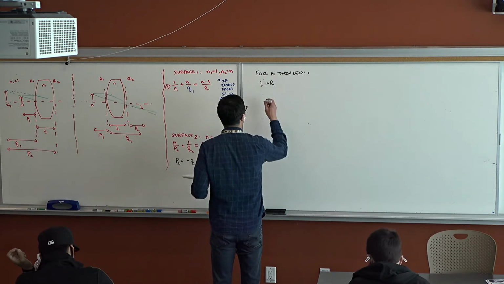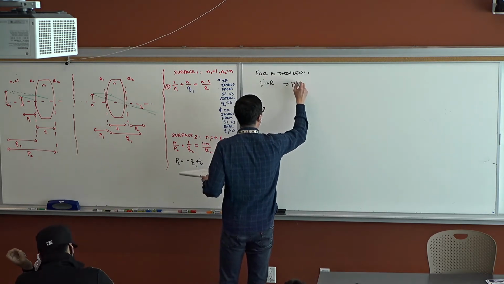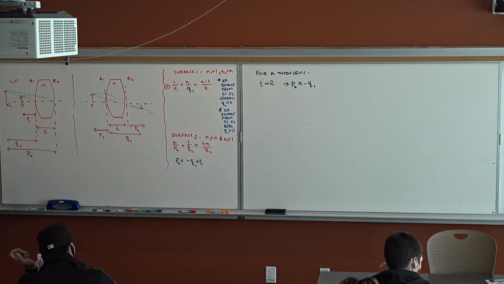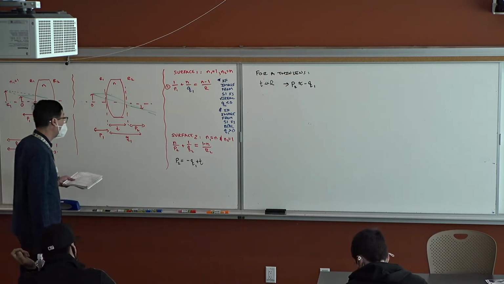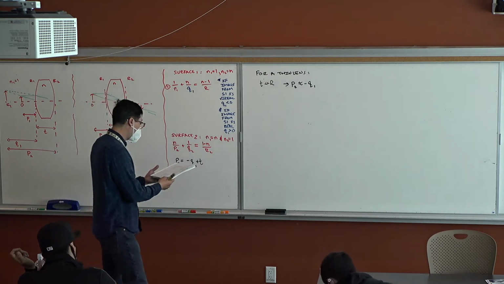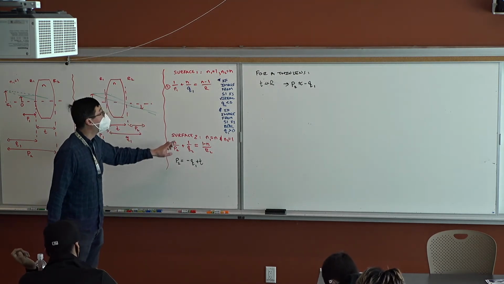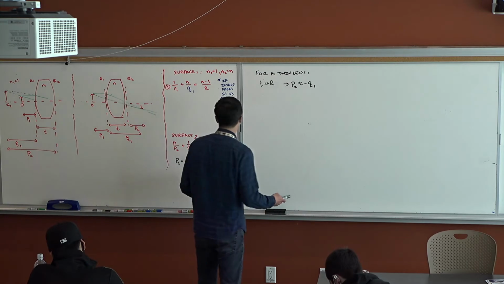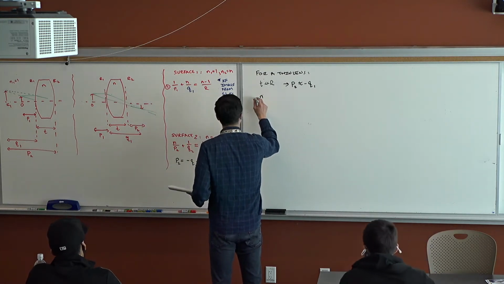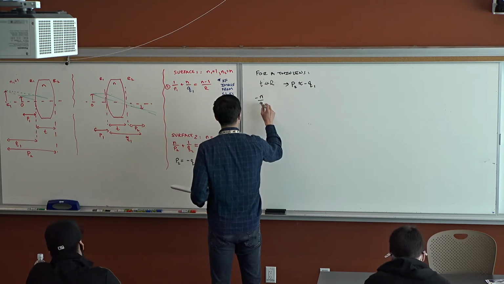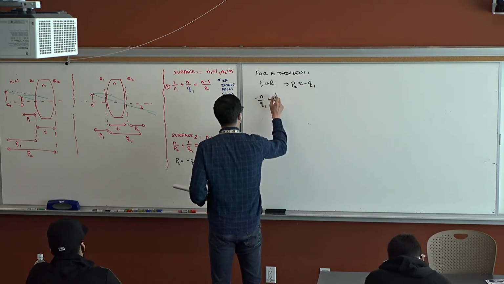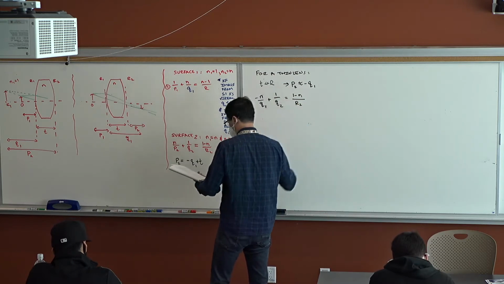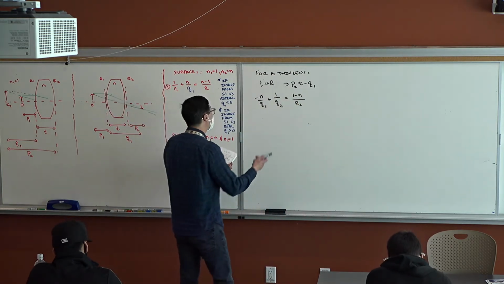So we can plug this statement into this equation, and then we get n minus n over Q1 plus 1 over Q2 is equal to 1 minus n over R2. And I call that equation 2.